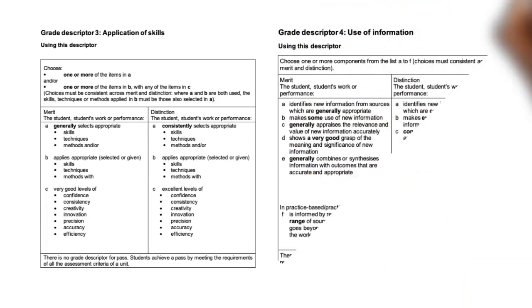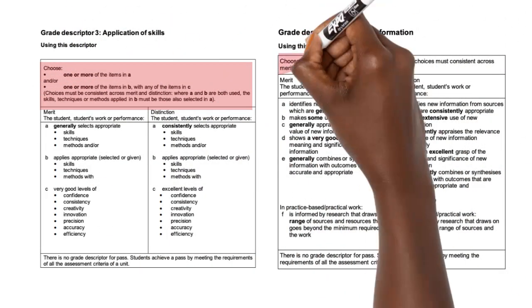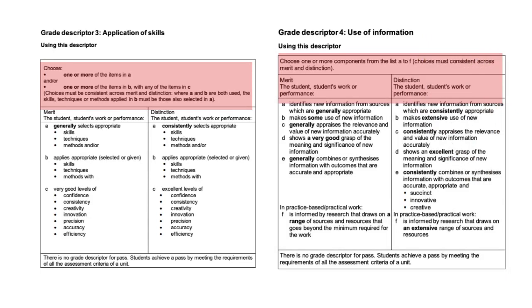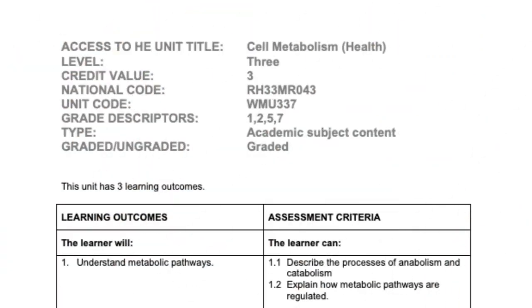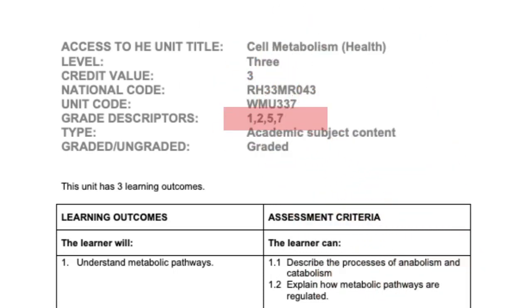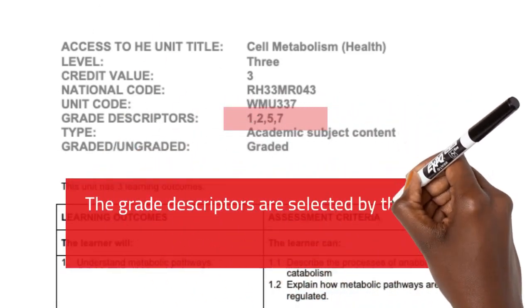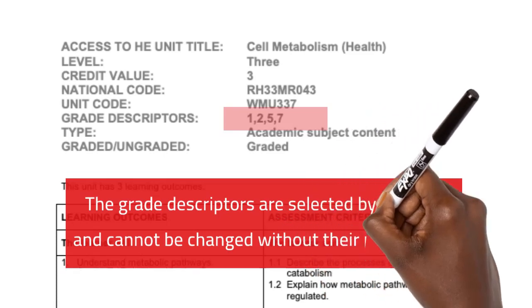Here are grade descriptors 3 and 4. You can see that the rules are sometimes simple and sometimes more complex, offering you more choice when it comes to designing your assessments. The grade descriptors assigned to a unit can be found on the unit specification. An example is shown here. It's 1, 2, 5 and 7 in this instance. The grade descriptors are selected by the AVA and cannot be changed without their permission.